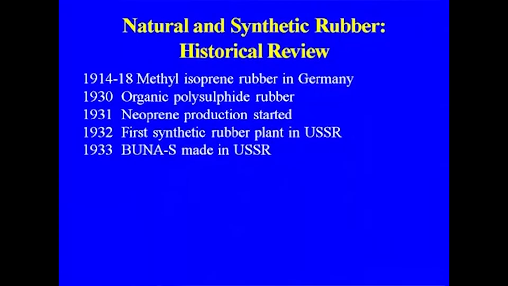And you see a lot of development. Earlier I also told you that during World War I and World War II a lot of development took place in the chemical industry, due to the rising demand required from the war point of view, and that led to the development of a number of important petrochemicals. Methyl isoprene rubber in Germany was in 1940. In 1930 organic polysulfide rubber, and neoprene production started in 1931. In 1932 the first synthetic rubber plant in USSR, and Buna rubber was made in USSR.